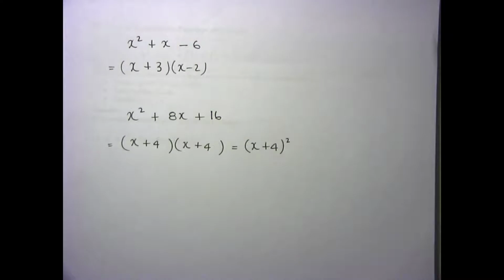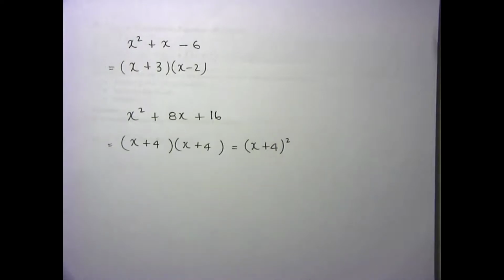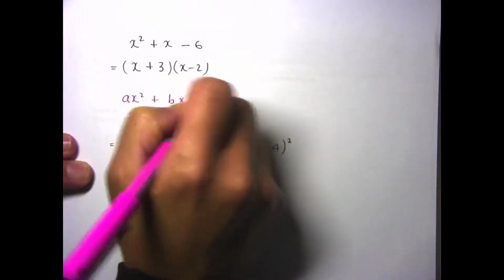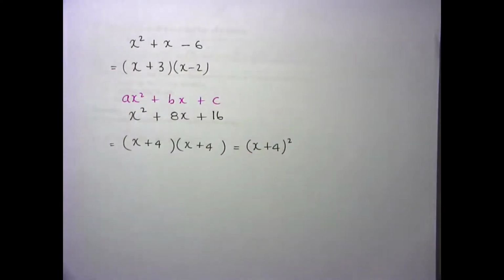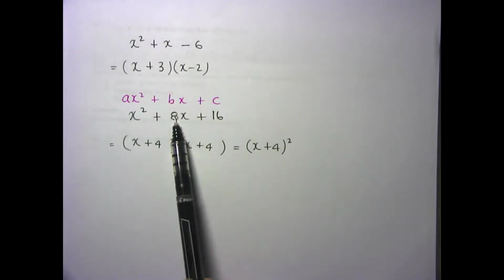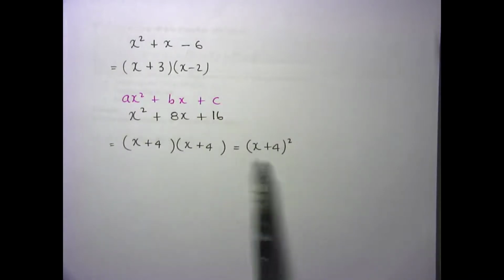So when does this occur? This is really nice. We call this guy a perfect square. When does a perfect square occur? What has to happen? Generically we say ax squared plus bx plus c. This is how we generically represent a quadratic function, right? So if you take the number in place of b, in this case 8, divided by 2, 8 divided by 2 is 4. What is 4 squared? 16. So when that happens, we are going to get a perfect square.